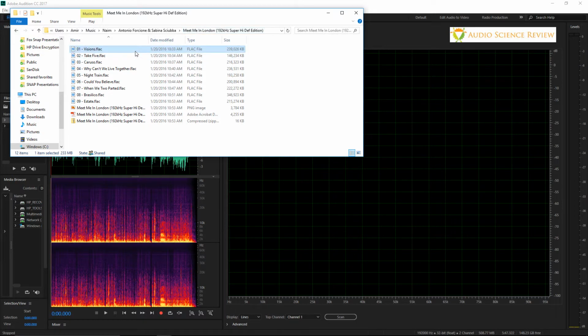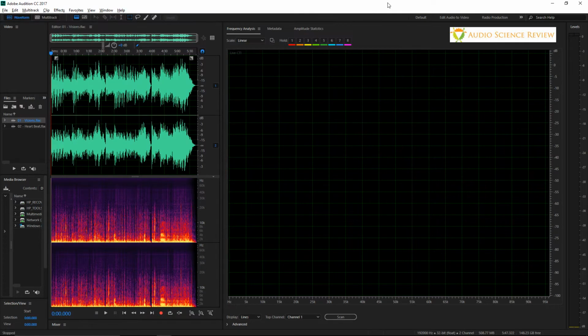What I'm going to do is open the first track in Adobe Audition. I've already done that, so we don't have to wait for it. Once we open that, we see three different displays in here. The first one is an amplitude display. So as time goes by, it's showing us how loud the music is getting.